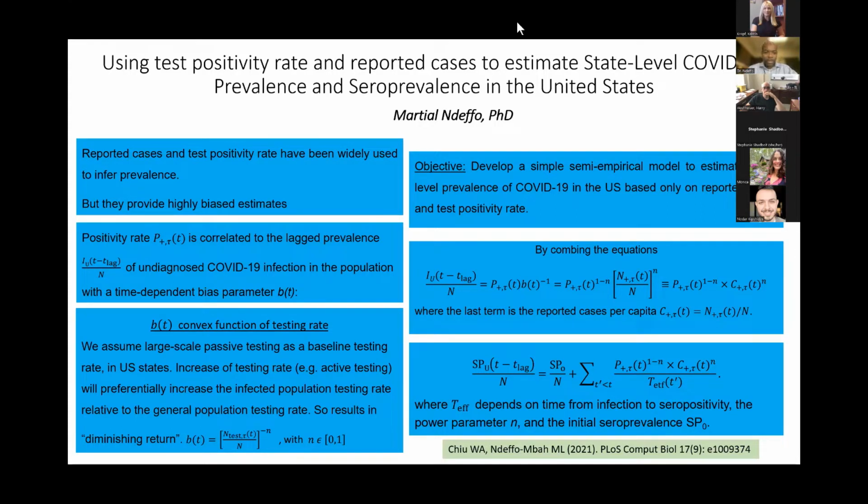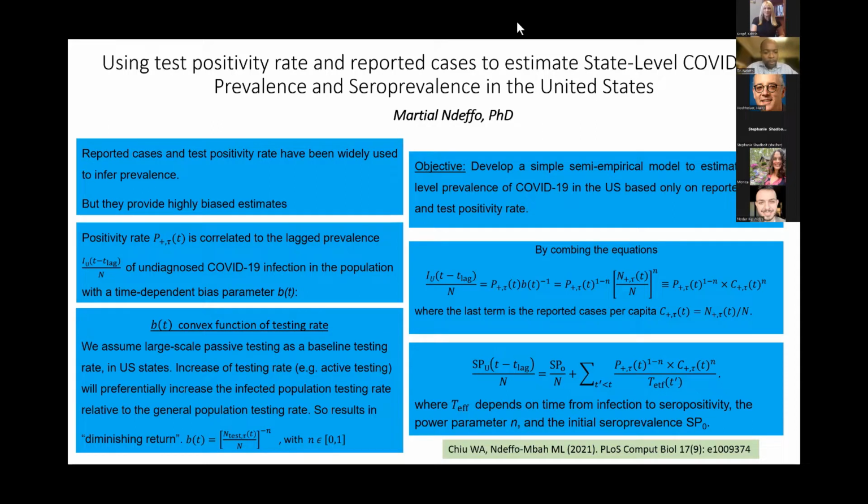The title of my presentation today is using test positivity rates and reported cases to estimate state-level COVID-19 prevalence in the United States. During the first year of the pandemic, reported cases and test positivity rates were widely used to inform prevalence as well as policies. But we know that these two metrics provide highly biased estimates of disease prevalence. So the objective of our study was to develop a simple semi-empirical model to estimate state-level prevalence of COVID-19 in the US based only on reported cases and test positivity rate.